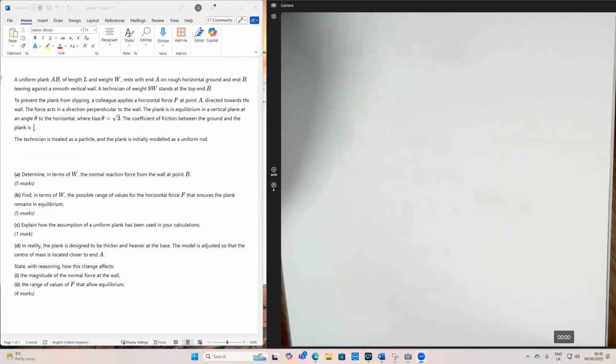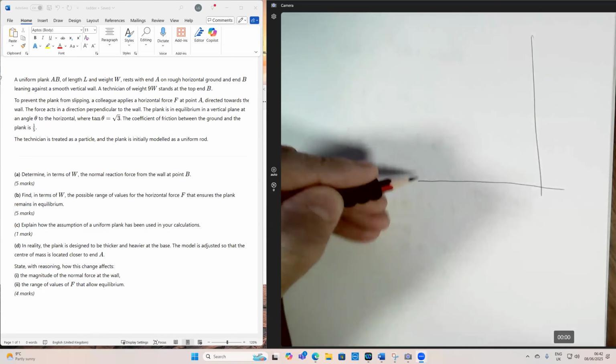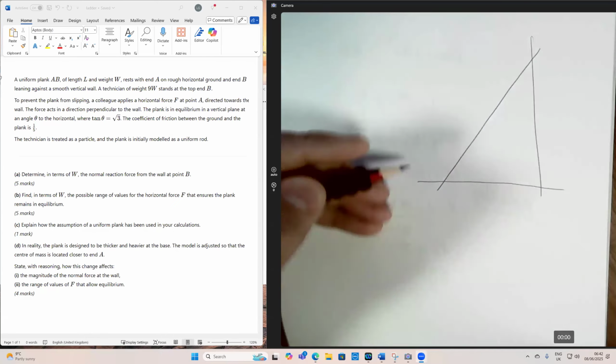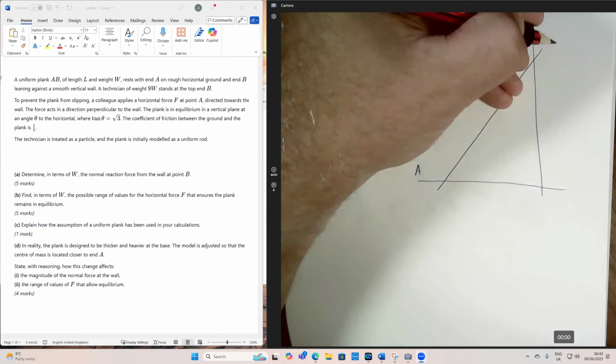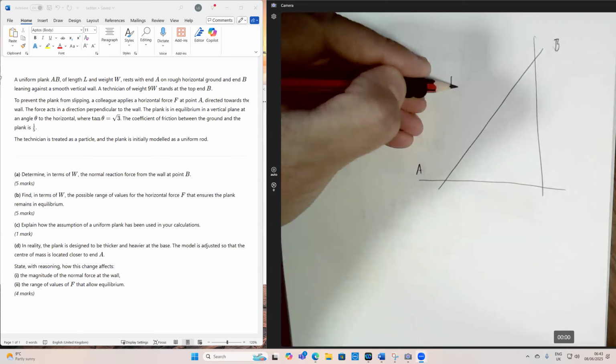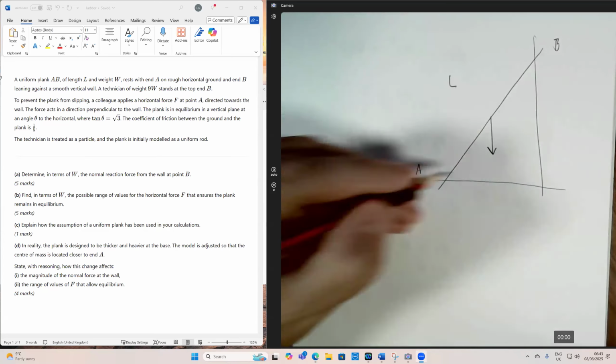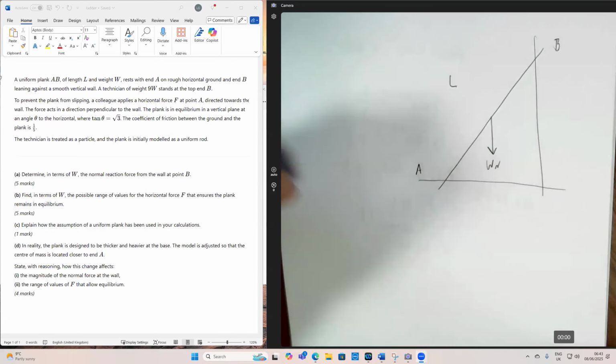So this question says, a uniform plank AB of length L and weight W rests with an end A on rough horizontal ground and the end B leaning against a smooth vertical wall. Right, let's have a sketch of our situation. Okay, so we have A, we have B. It is length L, and weight W. So we've got a weight of W newtons.